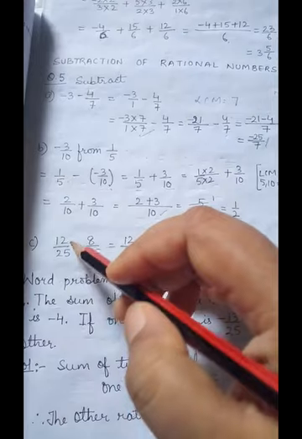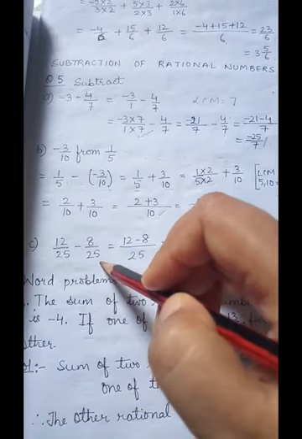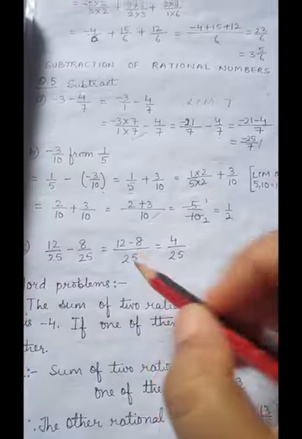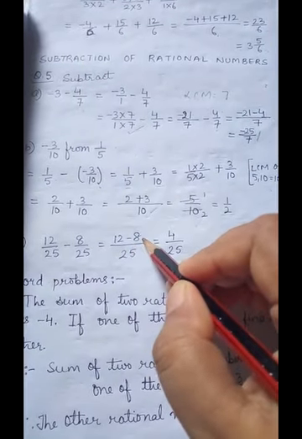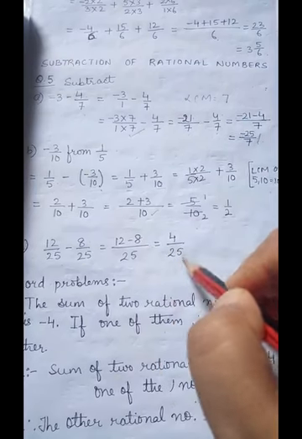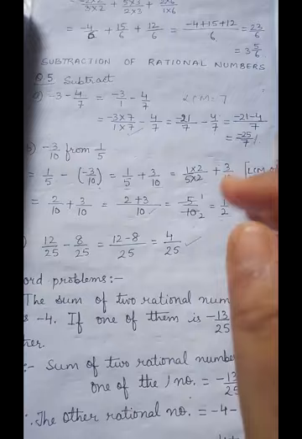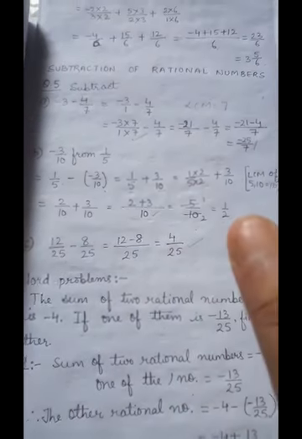Next, 12 by 25 minus 8 by 25. This is an example of same denominator. It is 12 minus 8 upon 25, that is 4 by 25. This is again in the lowest term. You can try these questions given in your exercise also.